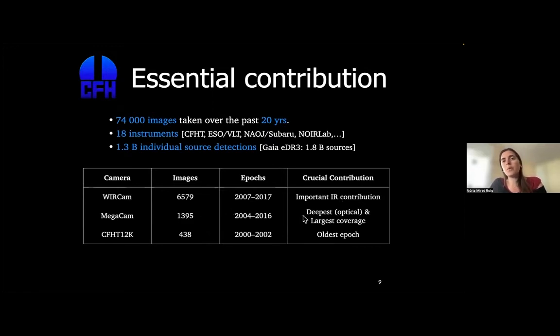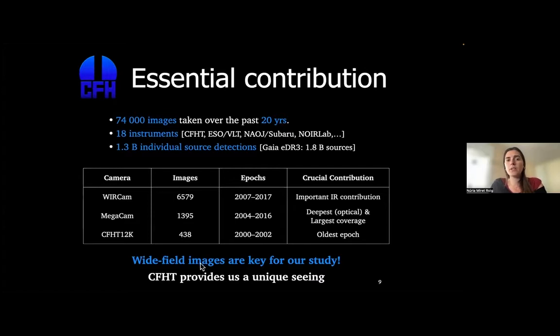Then MegaCam provided us with one of the deepest optical images in this region, and also it has a large coverage, which was very important for our study. And CFHT 12K was very important because it constitutes the oldest epoch in our images, and as I have just mentioned, this is very important for the measurement of proper motions. So to summarize, wide field images are key for our study, and in particular, the ones taken at the CFHT, they are crucial because they also provide us with the magnificent seeing that is at the CFHT.